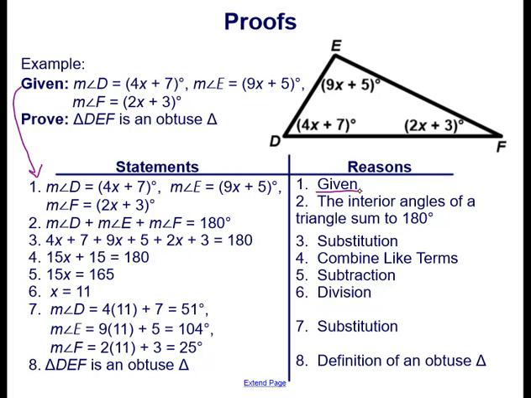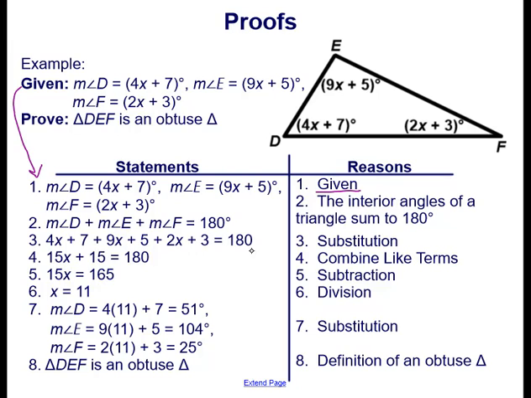So the second statement we can make is that the measure of angle D plus the measure of angle E plus the measure of angle F equals 180 degrees. And again, state your reason: the interior angles of a triangle sum to 180 degrees. Now, if they have that sum, we can substitute. We know what the measures of the angles are with expressions, so we can substitute, and that's the reason we can write the line 4x + 7 + 9x + 5 + 2x + 3 = 180.